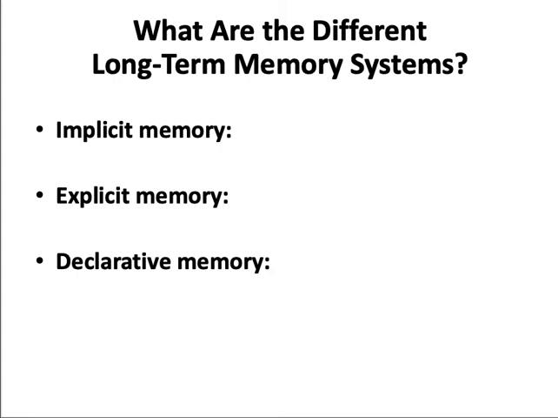Implicit memory is the system underlying unconscious memories. These are memories that do not require effort to remember. As opposed to explicit memory, this is the system underlying conscious memories. This requires effort to remember. There's also declarative memory. This is the cognitive information retrieved from explicit memory, knowledge that can be declared.